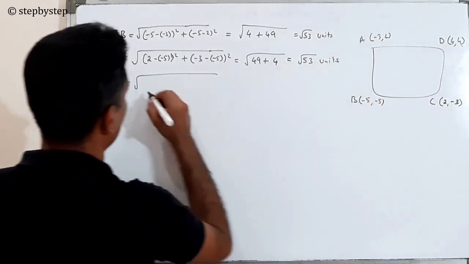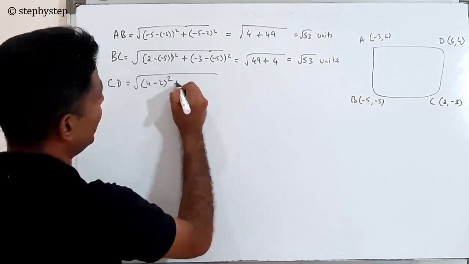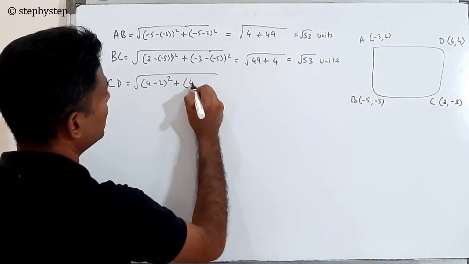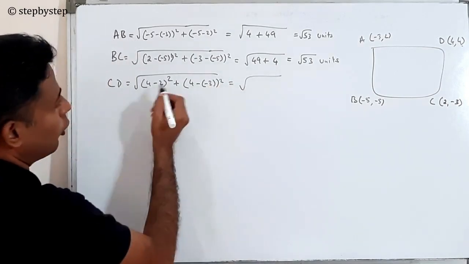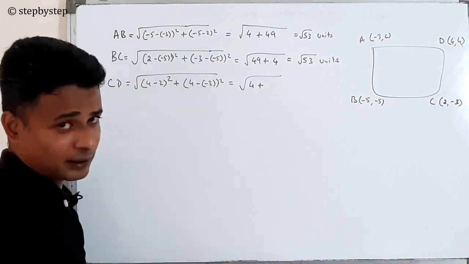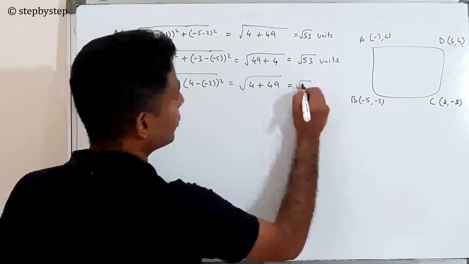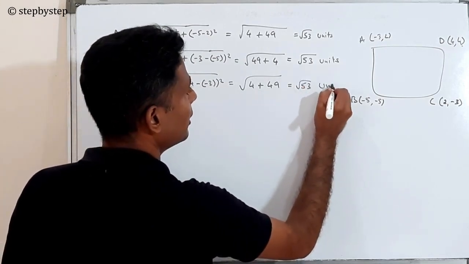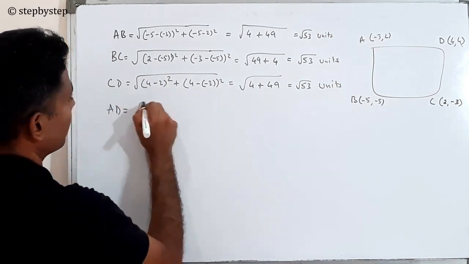I'll take this as x2, y2. So I get x2 minus x1 whole square plus y2 minus y1, that is 4 minus of minus 3 whole square. So again I get 4 minus 2, 2. 2 square is 4, plus 4 minus of minus 3 is plus 3. So 4 plus 3, 7. 7 square is 49. So I get root 53 units. And last, I'll find AD.